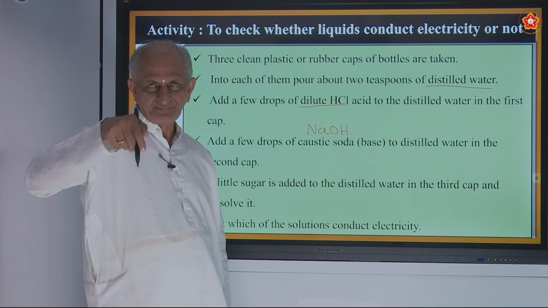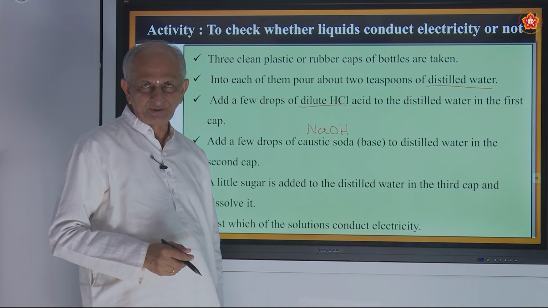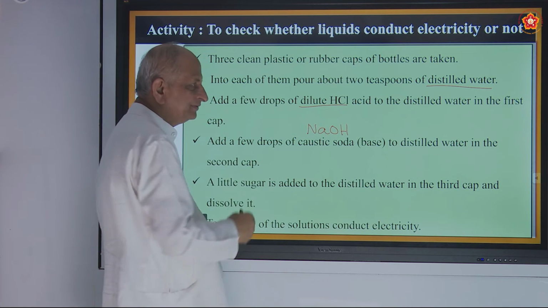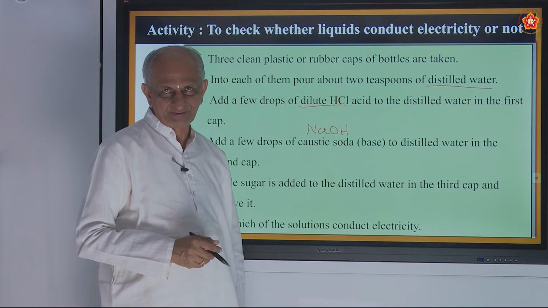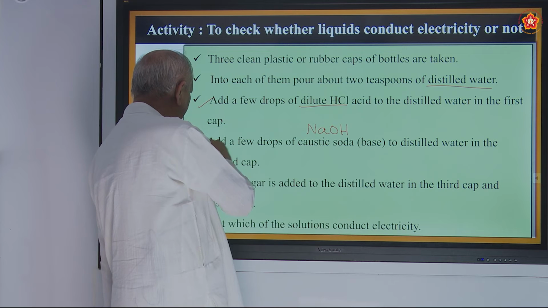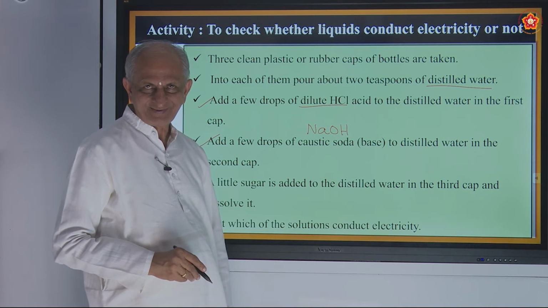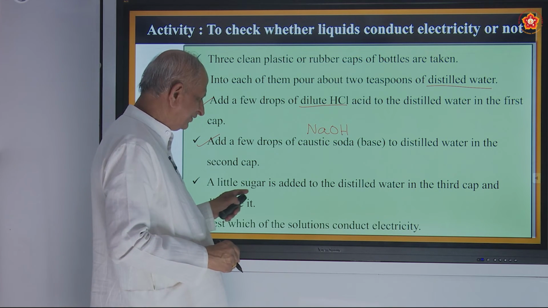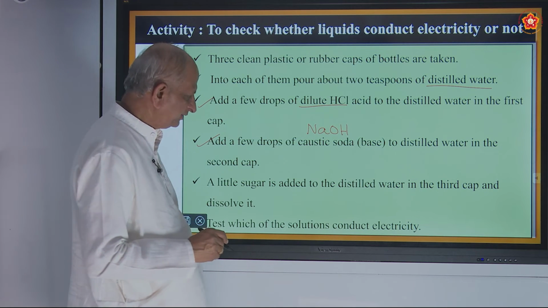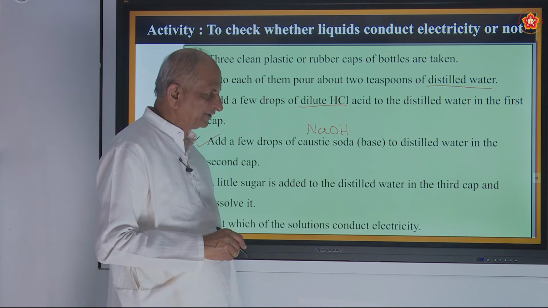As we did last time, complete the circuit by taking 2 terminals, positive and negative, connected to a battery, and a magnetic compass will show the deflection. In the first 2 cases, they are conductors, we can make out, because they contain ions. And the third one, sugar, is a covalent compound, not ionic. There are no ions in it, and we can find out that there is no flow of electricity.